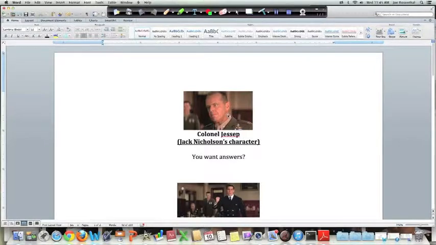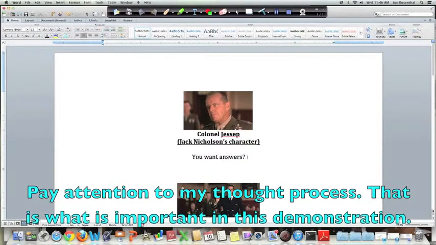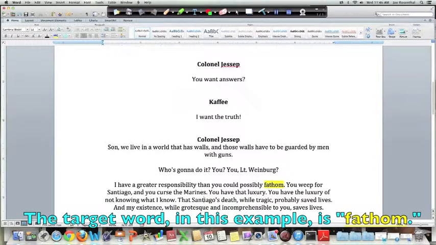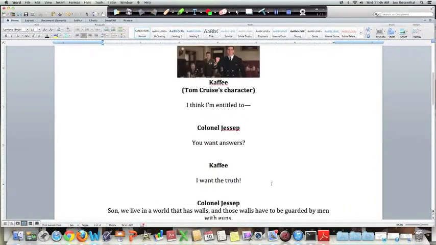Okay, so we're going to go over an example of using context to try and figure out a word's meaning and part of speech. I'm using here an example from the screenplay of one of my favorite movies, A Few Good Men. I mostly want you to just see the way I'm thinking as I'm reading through this, particularly as it gets close to the target word. In this case, the target word will be fathom. Okay.